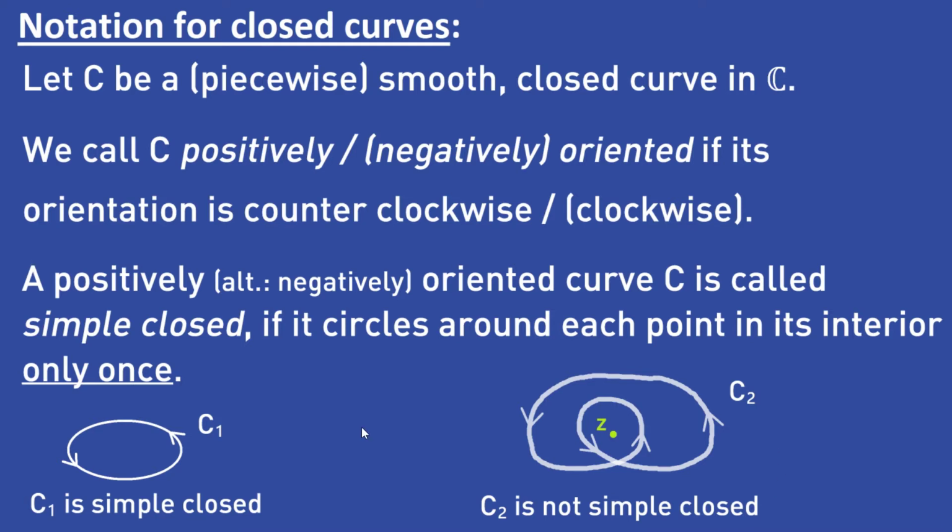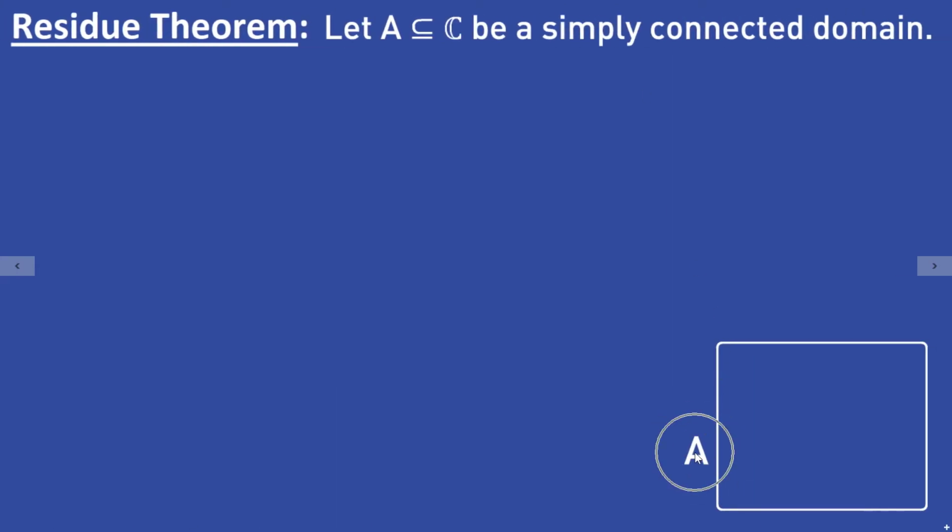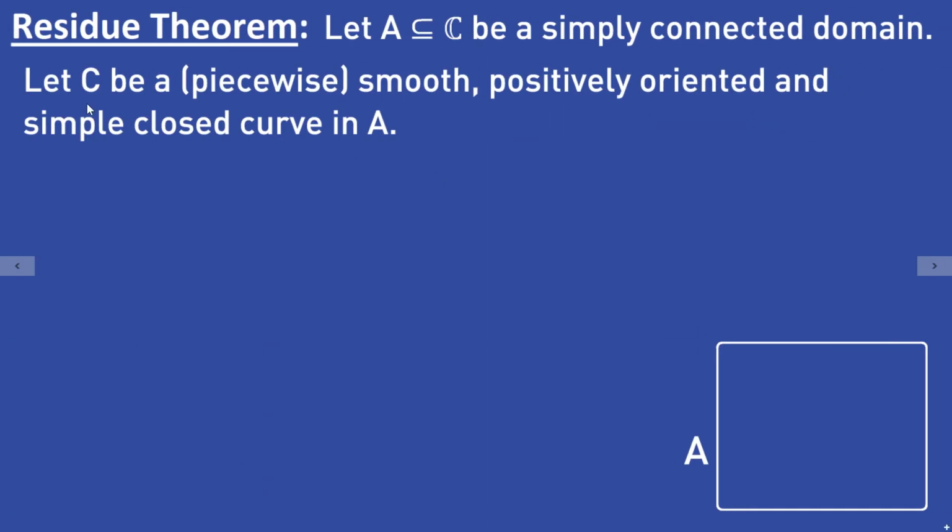Let's take a look at the residue theorem now. Let A be a simply connected domain. Simply connected means that the domain A doesn't have any holes. For example, the domain A could look like that. Let C be a piecewise smooth, positively oriented and simple closed curve in the domain A. So the curve C could look like that.